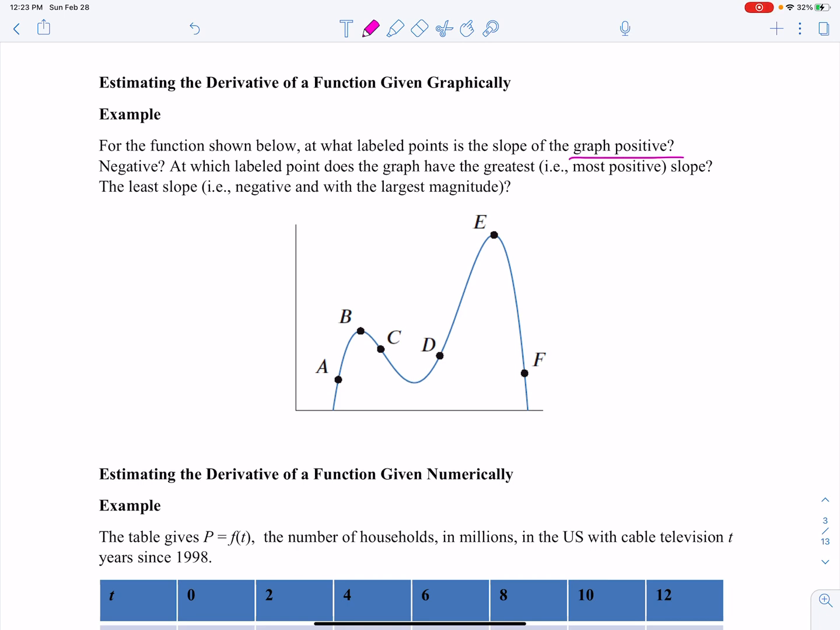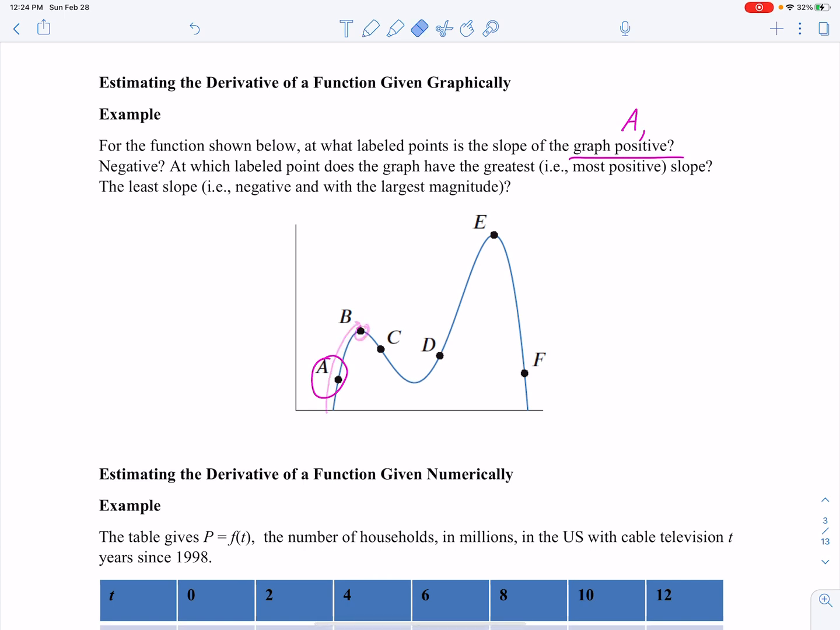So let's look. The y values are getting bigger from here to here. Now, at B, they're not getting bigger or smaller. That's something we'll talk about in a little bit, but it's not getting bigger or smaller. It's just staying. You'll see it's actually 0, but we'll talk about that in just a bit. So we know at point A, right here, the slope of the graph is positive.